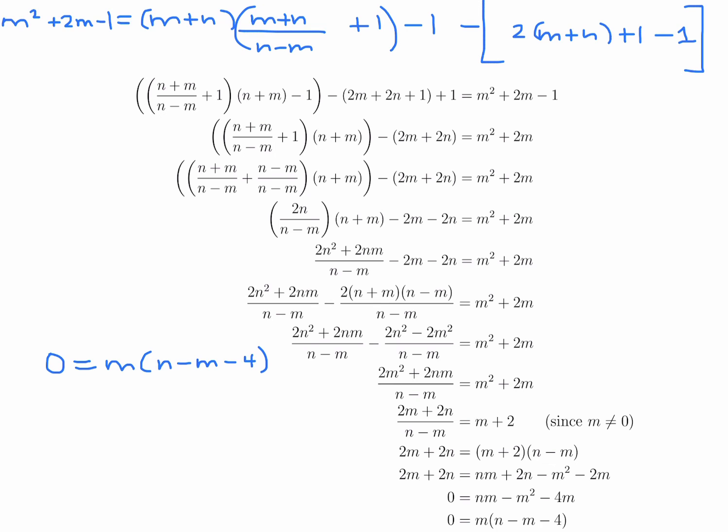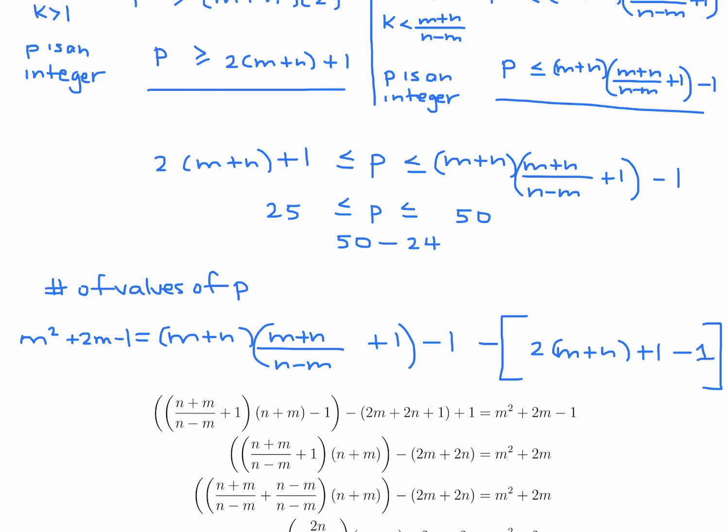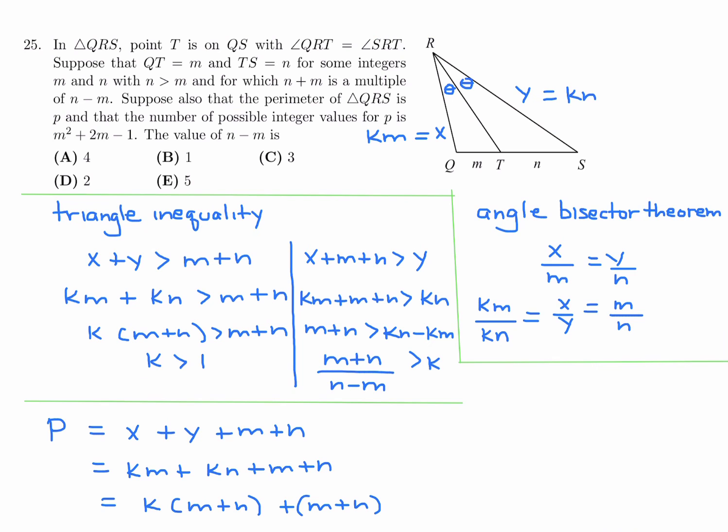Well, m and n represent distances, so m obviously cannot be 0. So that means that n minus m minus 4 must be equal to 0. That means n minus m is equal to 4. And that is what they wanted you to figure out, the value of n minus m. It's 4, and therefore the answer to this challenging question is A.